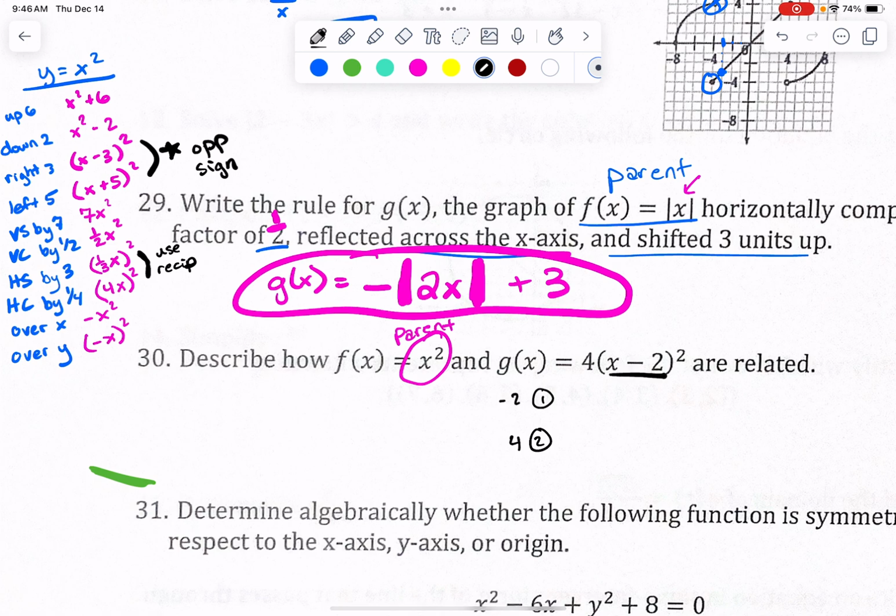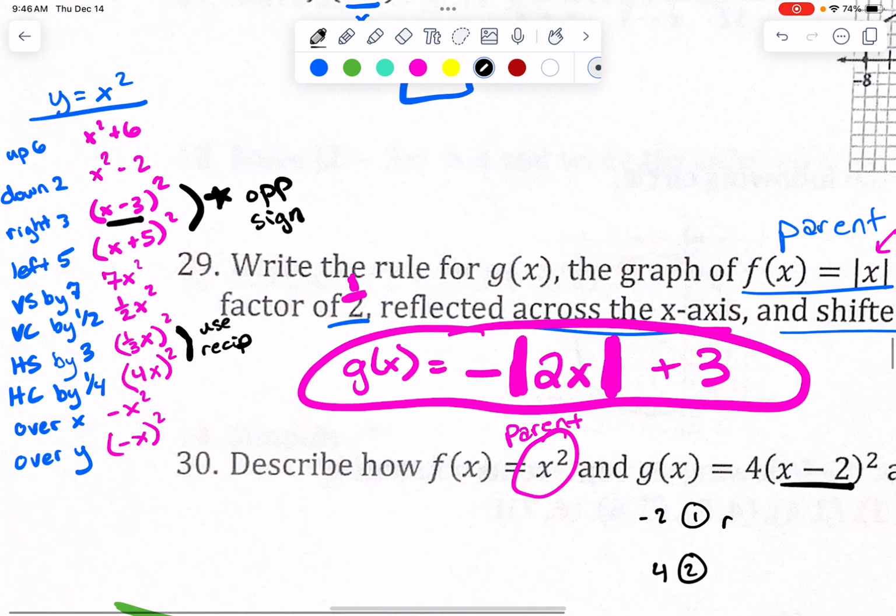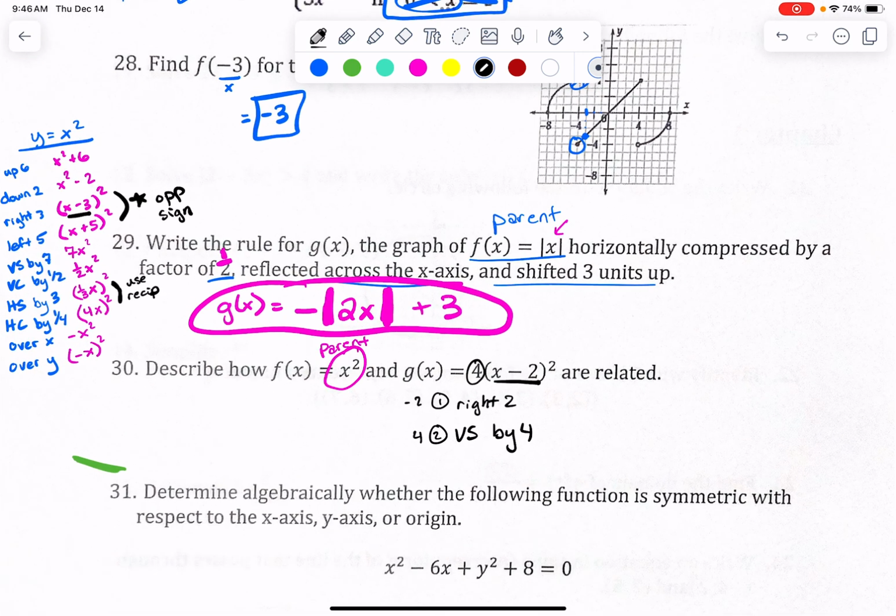The minus 2 is like this minus 3 here. I'm going to the right 2. And then the 4 is on the outside. That is a vertical stretch by 4. And those are the two things that are happening to number 30.